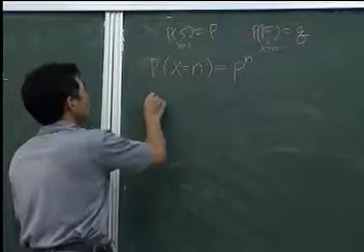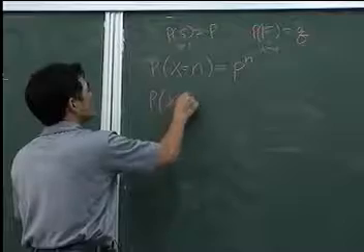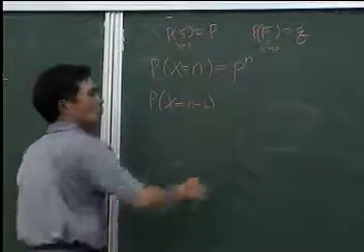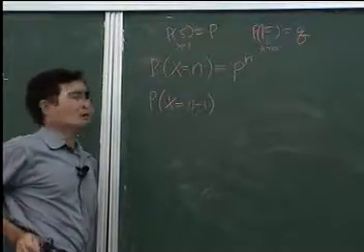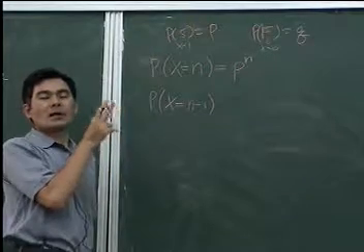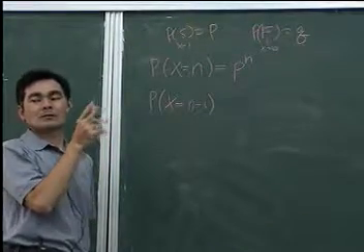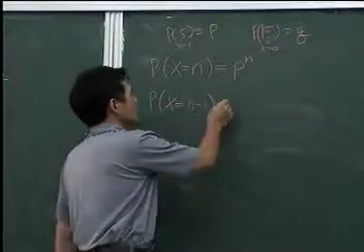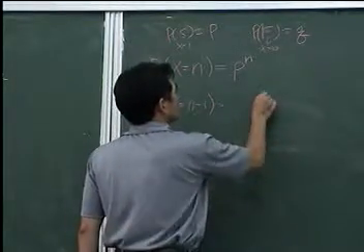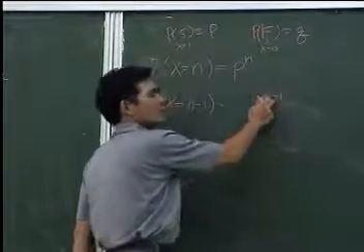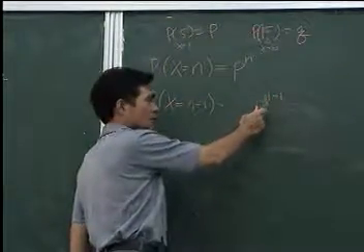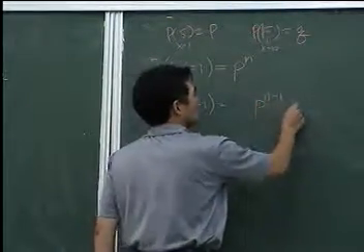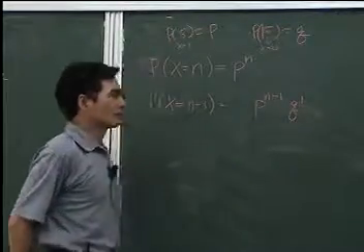Now, if you have x equal to n minus 1, what does that mean? That means you get n minus 1 successes and 1 failure, right? So in this case, you get n minus 1 successes and 1 failure.